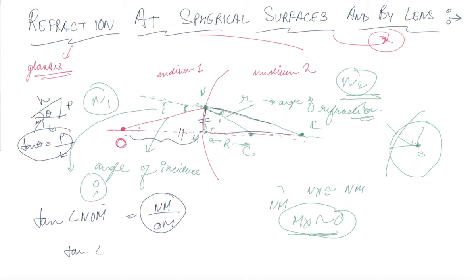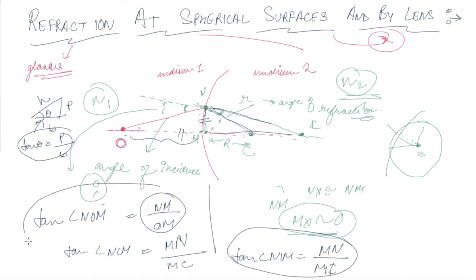Now tan of angle NCM will be given by perpendicular MN upon MC. Another thing we can take is angle NIM. Tan of angle NIM will be given by MN upon MI. These are some of the derivations that we have made so far.